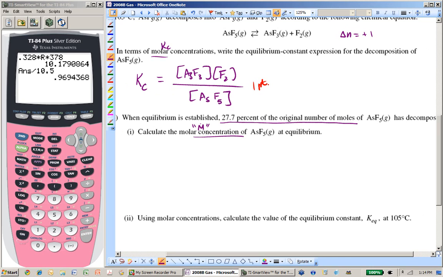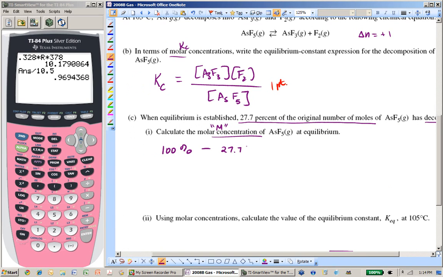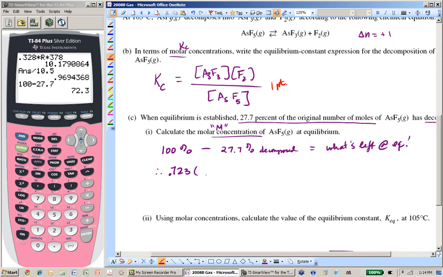All right, so there's two ways to look at this. I'm going to look at it this way. 100% minus what's decomposed gives me what's left. Can you see this decomposed bit over here? So minus the 27.7% decomposed equals what's left at equilibrium. You don't have to write that. This is just my thought process. So 100 minus 27.7, you could do in your head, is 72.3. So therefore, 72.3% times the original number of moles.